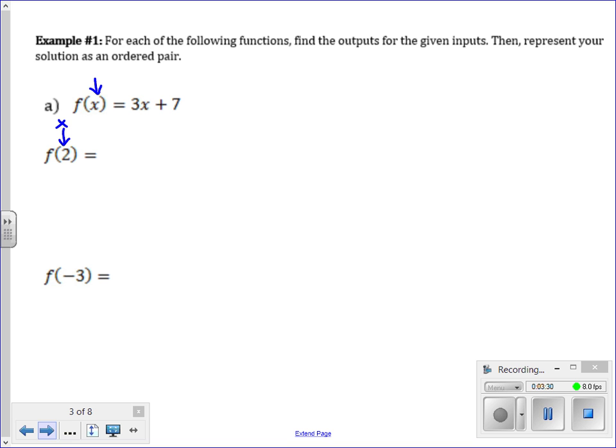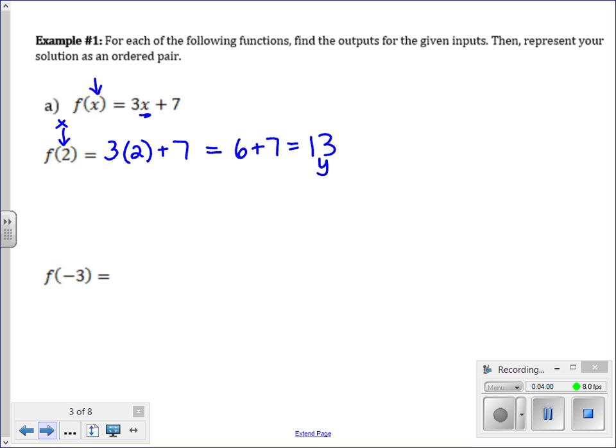Because the 2 is in the spot of the x, I'm going to take 2 and put it in for x in the function. So I will have 3 times 2 plus 7. Well, 3 times 2 is 6, and 6 plus 7 equals 13. So when I put 2 into the function for x, the final answer is a y value. The input in the parentheses is an x. The answer is an output, or a y.